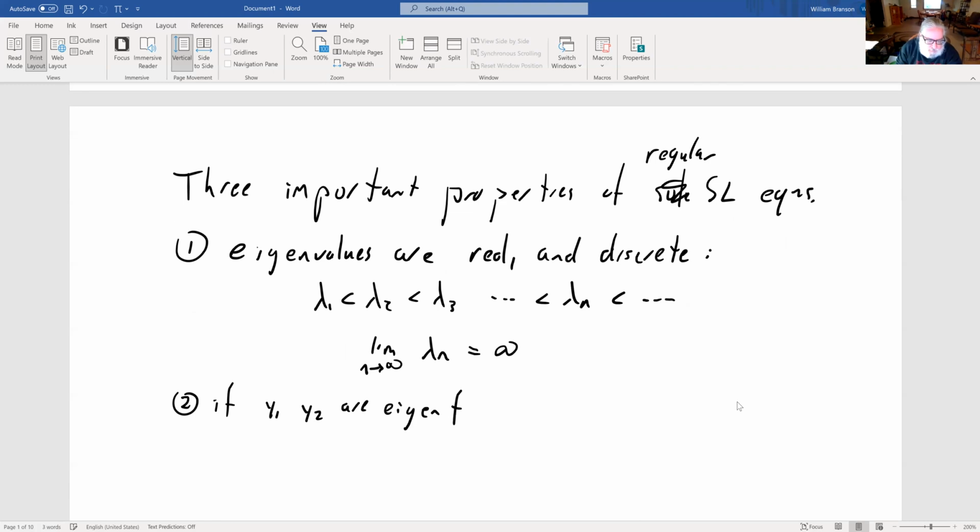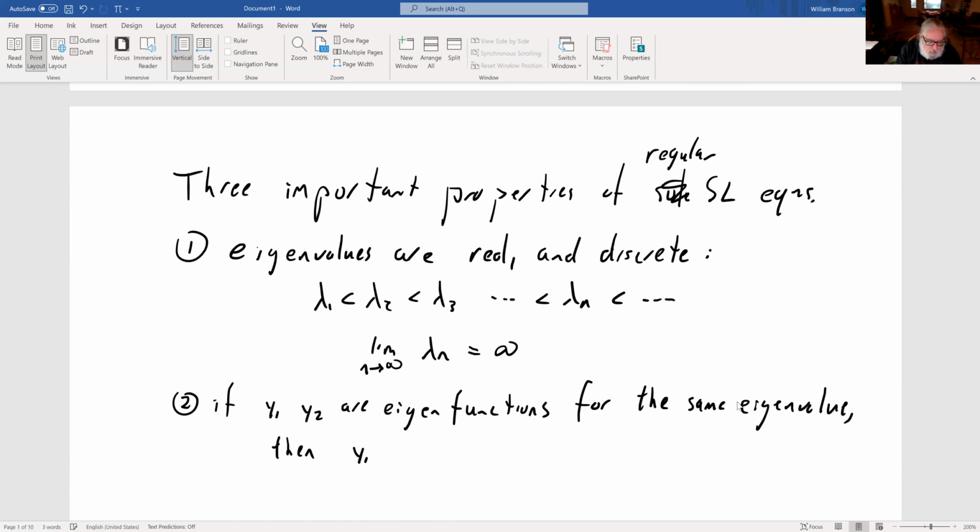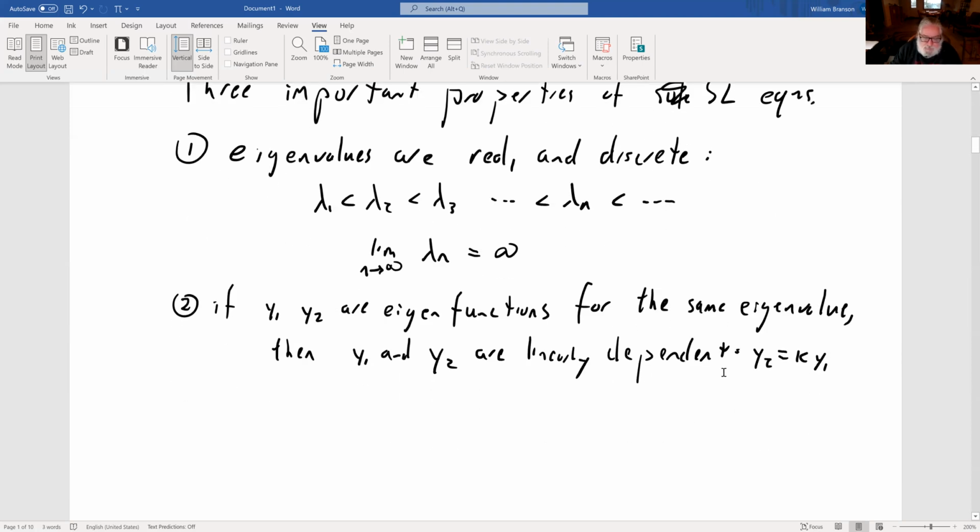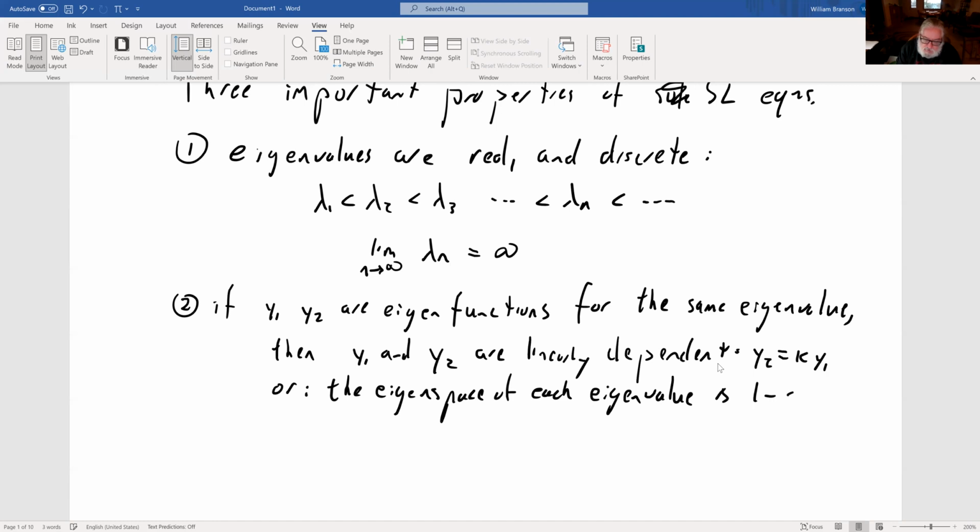The other thing is that if we have two functions that are eigenfunctions for the same eigenvalue, then they're linearly dependent. One is a multiple of the other. Or another way to say this is the eigenspace of each eigenvalue is one-dimensional. This is important when we go to deal with expanding functions in terms of solutions to Sturm-Liouville equations.